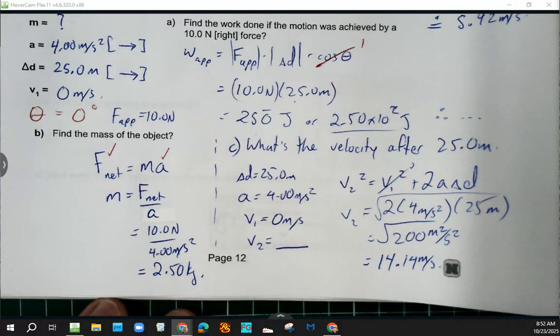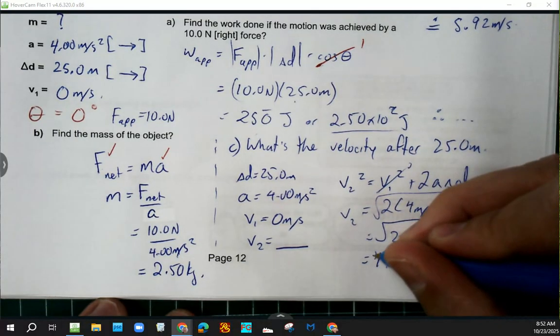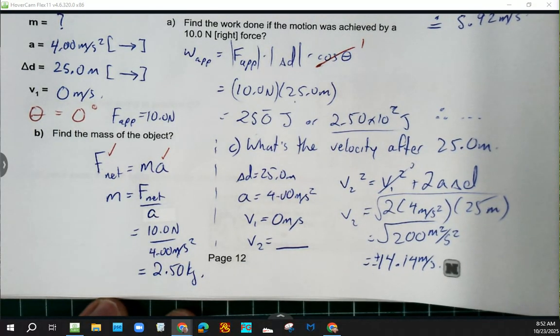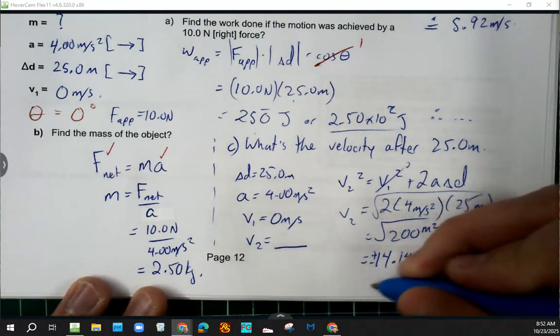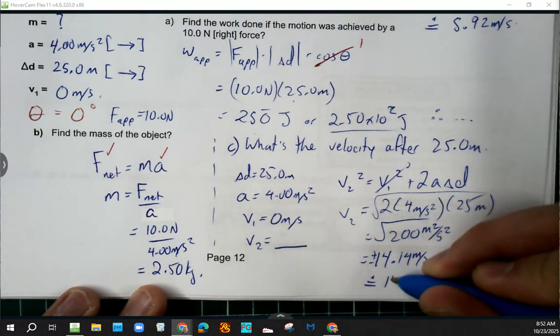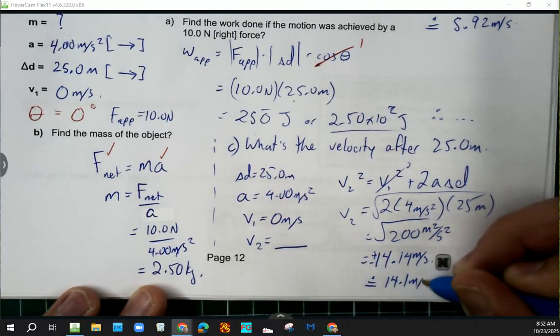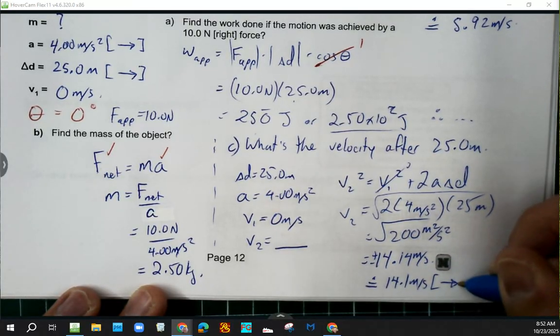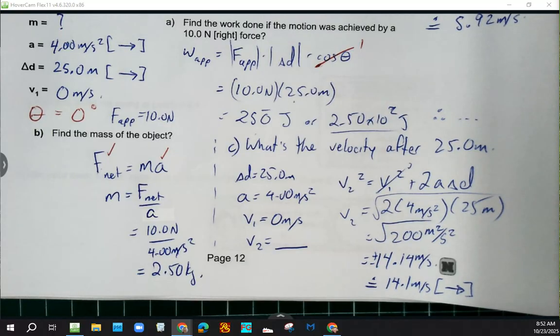Square root of 200 is plus or minus, but the only admissible one is plus. So it's going to be going at approximately 14.1 meters per second to the right. Picks up speed. So we could come at this from a kinematics perspective too.